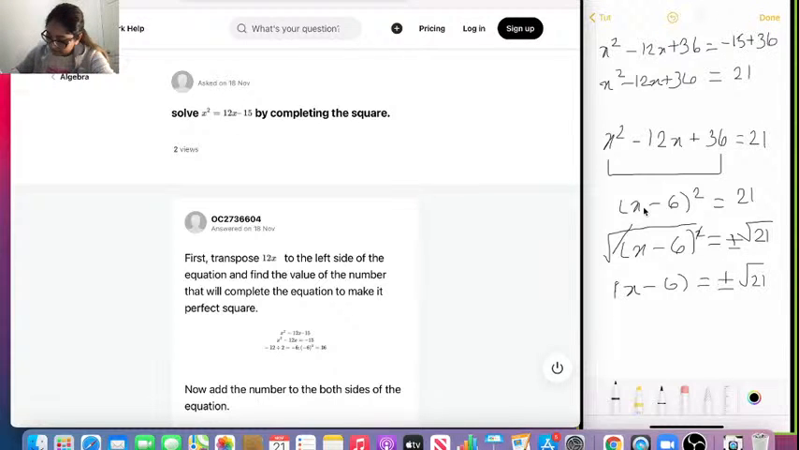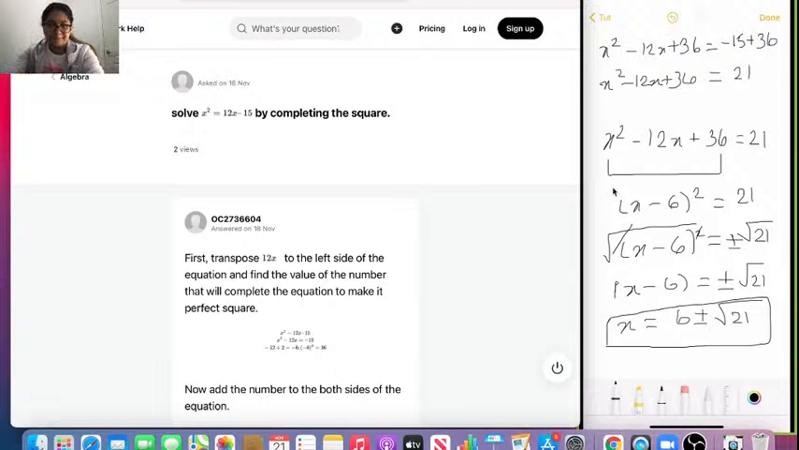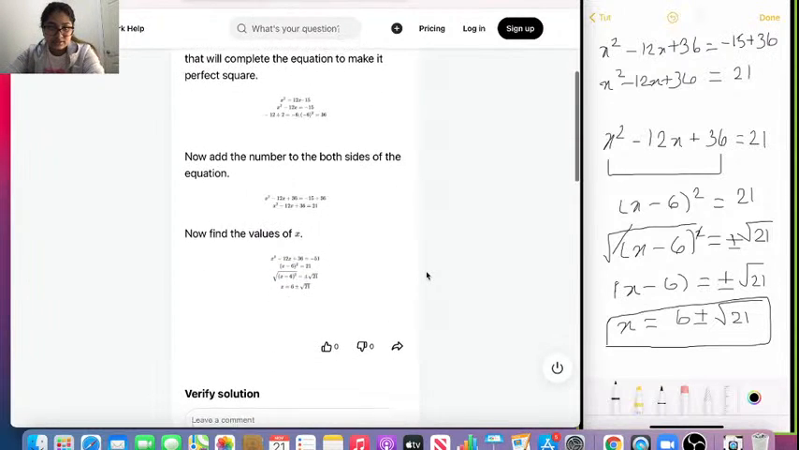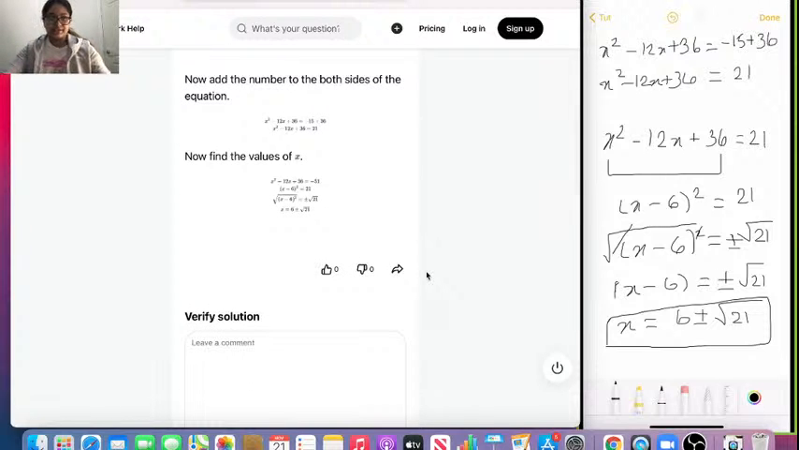And so for x, we have to move 6 to the other side, so what we have here is x equals 6 plus or minus root 21. And so this is our answer to find x. And yes, this is the right answer they have got. Good job.